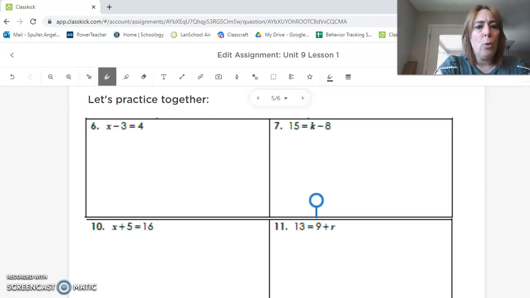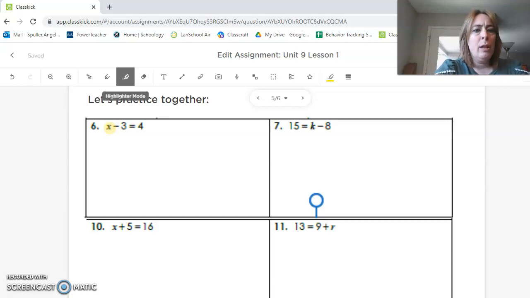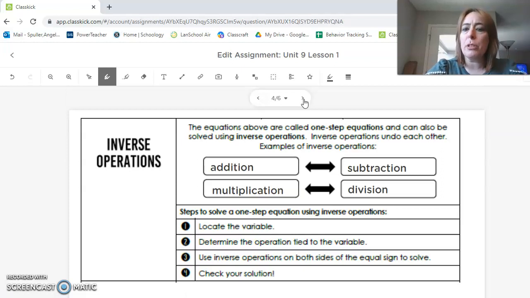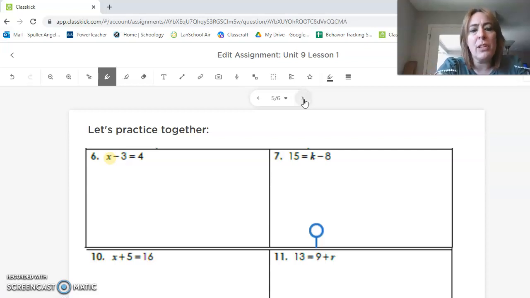So first off, we're going to locate the variable. So here we have x. The next thing is to see what the operation is. Well, it's x minus, so we have subtraction. Now, if you remember, and I'm going to go back a slide, if you remember subtraction, the opposite is addition. So coming back here, instead of saying x minus 3 equals 4, I'm going to do x minus 3.